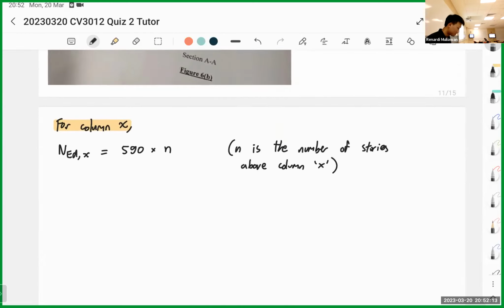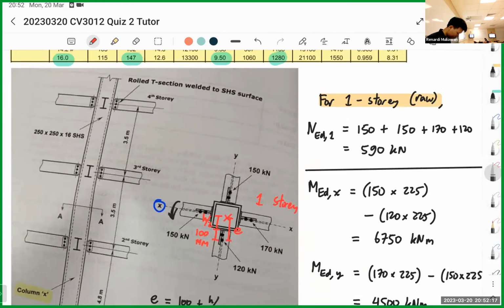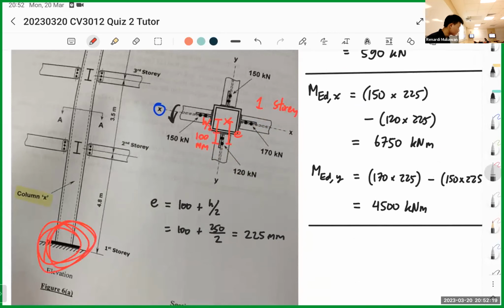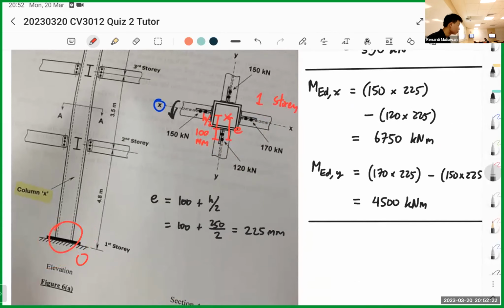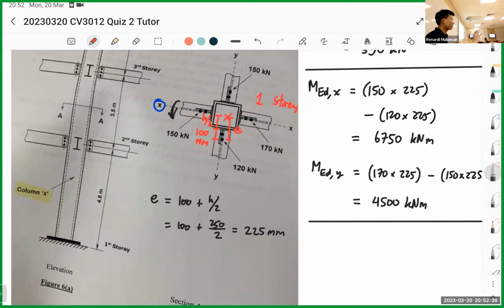And then for the moment, actually, what's the moment here? The moment here is 0, because it's simple construction, all pin. How about the moment here? It's not 0. The moment here, remember, we have 6750 and 4500. But remember, we need to split up and down. Not divide by 2. Depends on the stiffness. Be careful, depends on the stiffness.